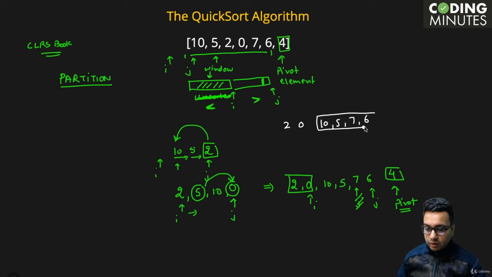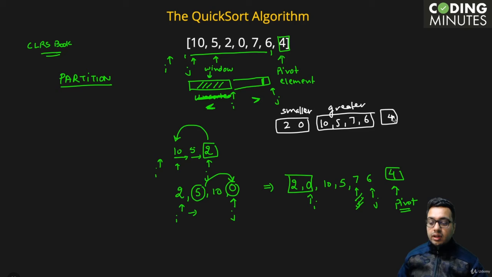As I said, these elements are smaller and these elements are greater than the pivot element, and here we have this pivot element 4. We have one more step in the partition function. We have to do a final swapping. So let's say this index is now i and this index is j, and this index is the pivot index, which was the last element of our array. So you just swap array of i plus 1 with the array of pivot.